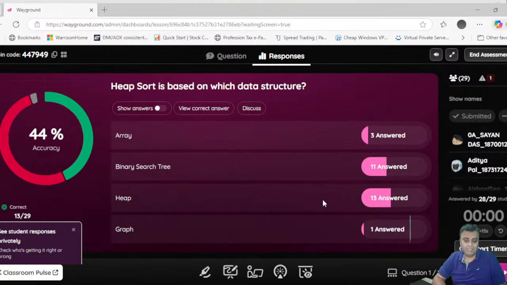How can it be binary search tree first of all? Heap sort is not on a binary search tree. Heap is not a binary search tree. I clarified that categorically.